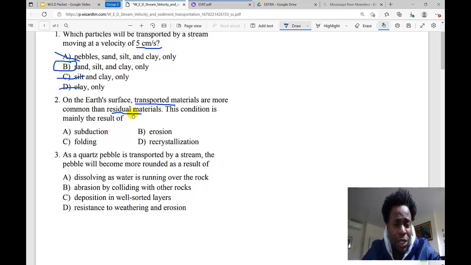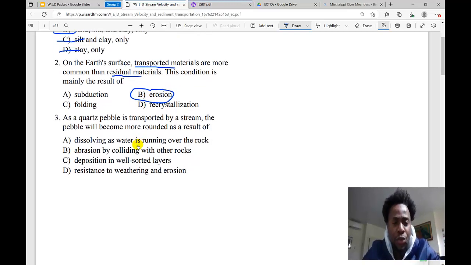So any material that we see that is not a local material must have been transported, must have been brought in from another area. So the transporting of sediments is what we call erosion. So our answer here will be erosion. So all those sediments were eroded or were transported from another part of the earth to where they are.